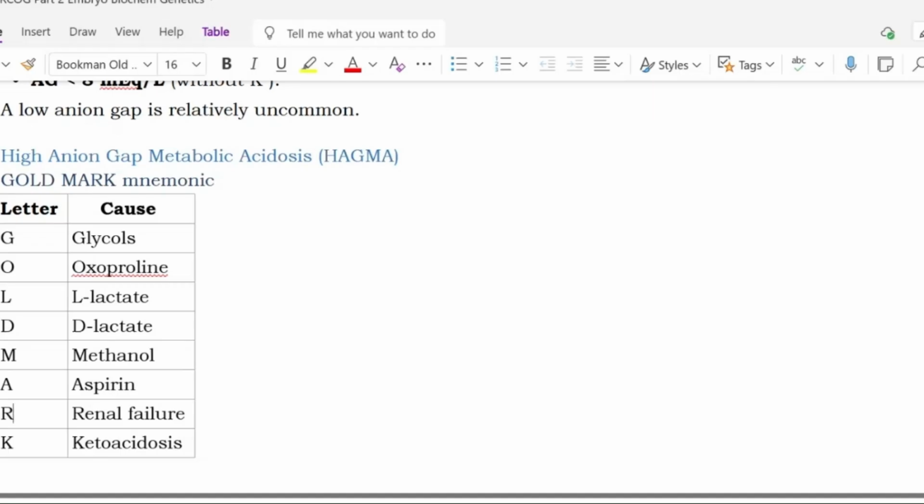Okay, they may give you all the values. Generally for part 1 they may not ask you to calculate this anion gap, that may be a separate calculation question, but not the interpretation of the condition along with the anion gap. It may not be there. Okay, so high anion gap metabolic acidosis is seen with glycols, oxoproline, L-lactate, D-lactate, methanol, aspirin, renal failure, and ketoacidosis.